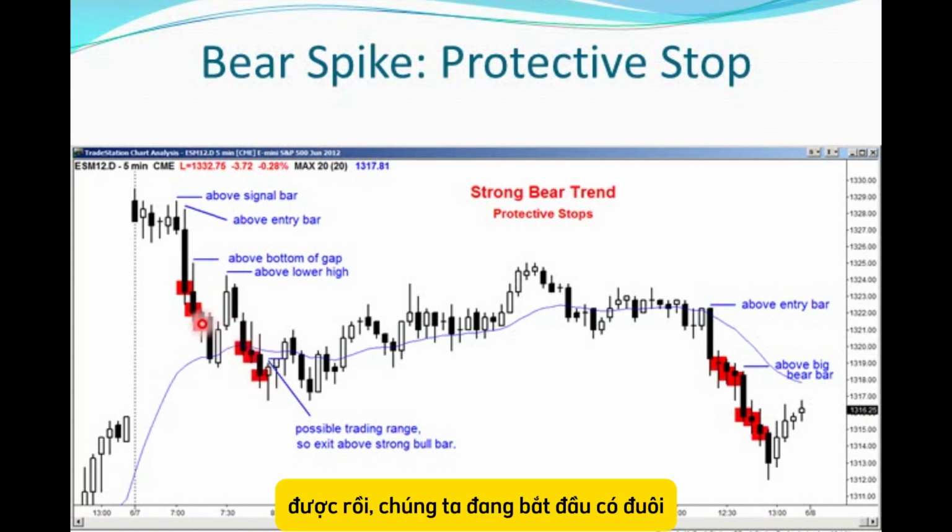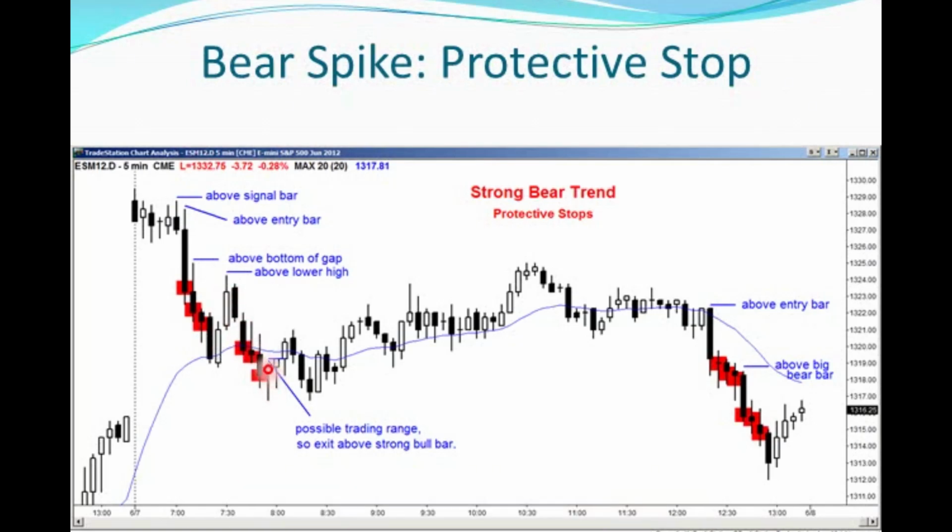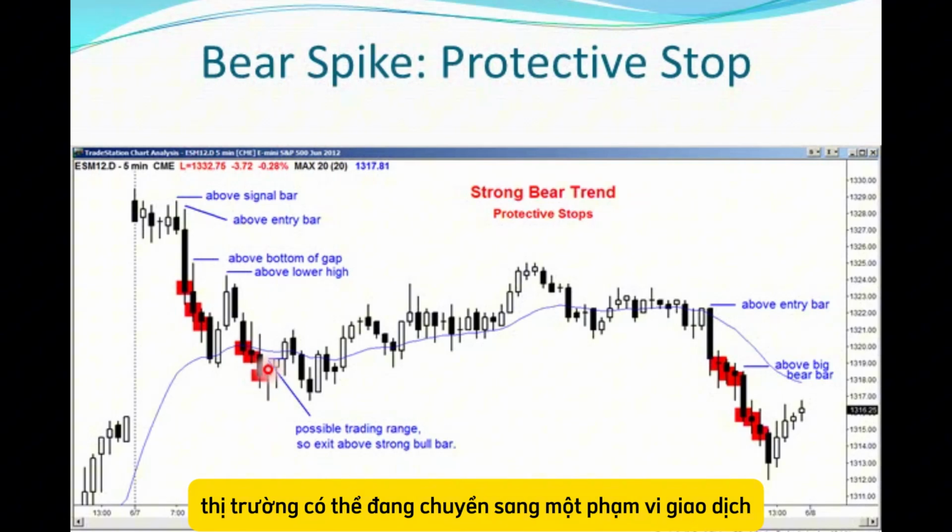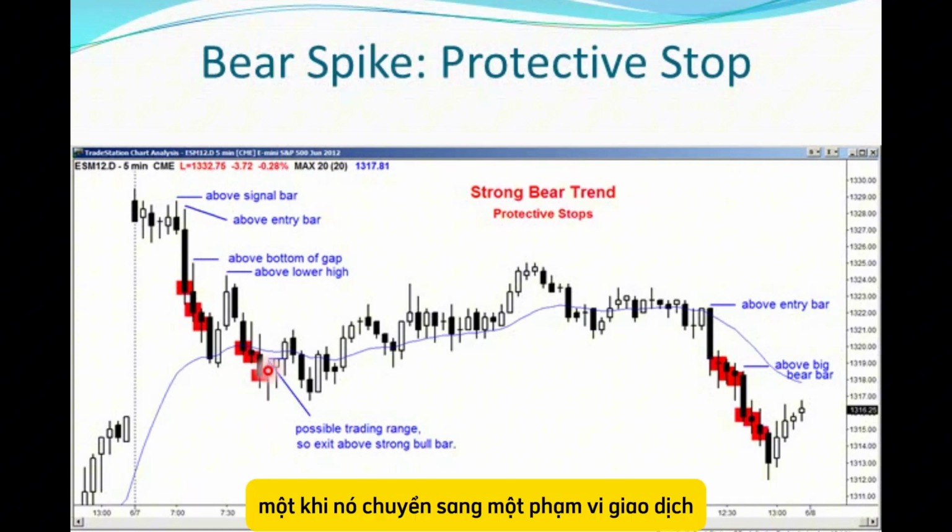Okay, we're starting to get tails. We've got 2 strong bull bars. We've got more tails, some overlap, a bull reversal bar. The market might be transitioning into a trading range. Once it transitions into a trading range, I'm looking to buy low, sell high, and scalp. And I'm no longer looking to swing, or if I swing, I'll swing very small.